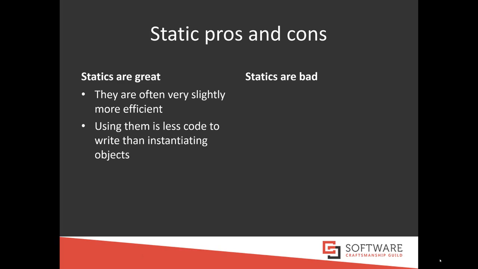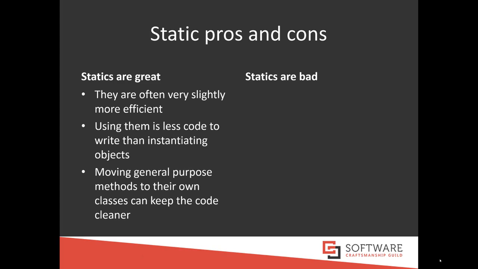However, using them is less code to write than having to instantiate objects. So it's a little more terse, it's a little easier to get to. Moving general purpose methods into their own classes can keep the code cleaner. So instead of embedding pi inside the circle class, putting it into some kind of math class or calculations class can keep that code out of the circle and make it a little less distracting.